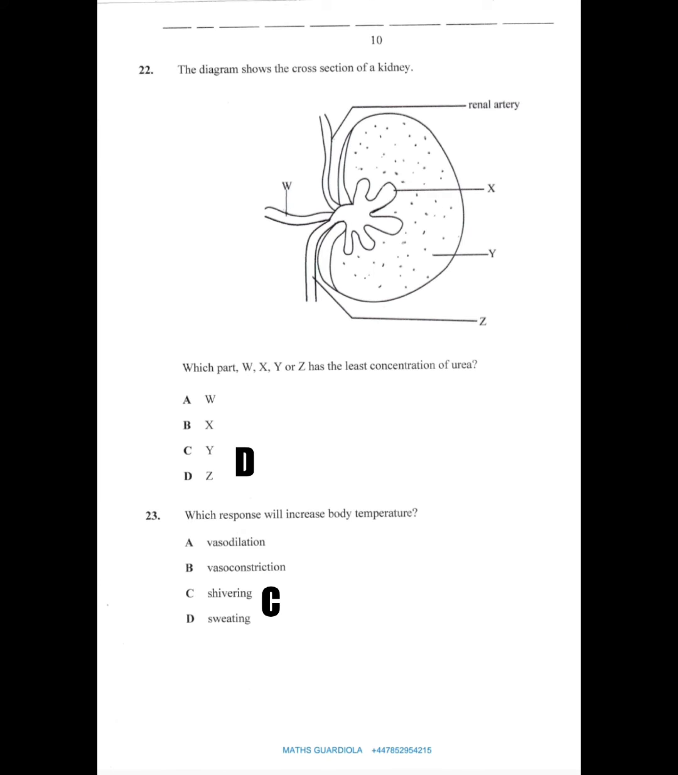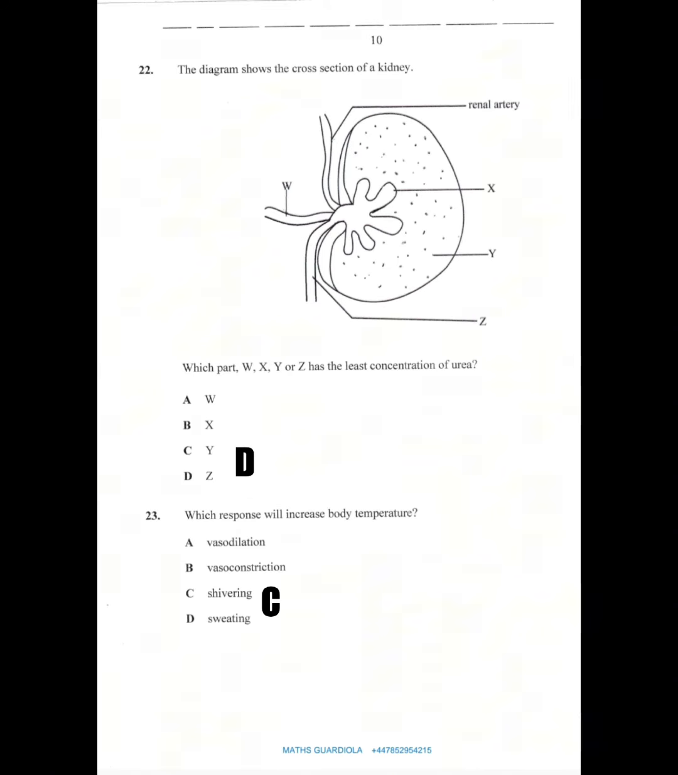The diagram shows the cross-section of a kidney. Which part, W, X, Y, or Z, is the one with the least concentration of urea? We are going to take D as our answer, which is Z. The blood vessel leaving the kidney will have the least concentration of urea because urea is filtered out from blood in the kidney. So the renal vein coming out from the kidney will have the least concentration of urea. Let us move on to number 23.